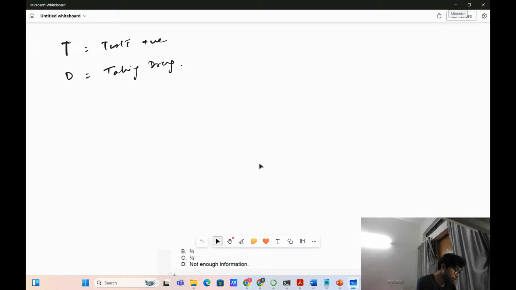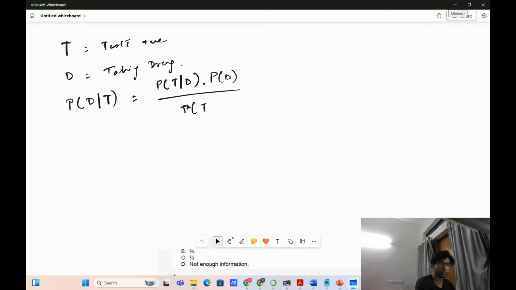So the probability that he is actually taking drug given that he is testing positive. That's what you have to calculate, right? Probability of taking drug given that he tests positive. Now you apply Bayes theorem: probability of test positive given taking drug times probability of D, divided by probability of T, right?